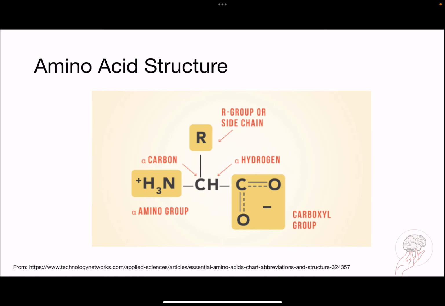So, another reminder of amino acid structure. Every amino acid follows this structure. We have an alpha amino group, which is attached to the alpha carbon. This alpha carbon also has an alpha hydrogen. If I were to draw this, I would have put the hydrogen here. And then this carbon is attached to this carboxyl group. And you'll notice this carboxyl group has a negative charge, and this amino group has a slight positive charge.